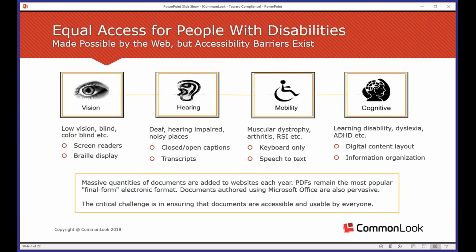And authors need to make sure that documents are well formatted, not only for people who have dyslexia or other cognitive disabilities, but also with regard to if and how colors are being used and whether the contrast between foreground and background is sufficient. As it says near the bottom of this slide, the critical challenge is in making sure that documents are accessible and usable by everyone. There's a lot to consider while we're doing that. More on that later.